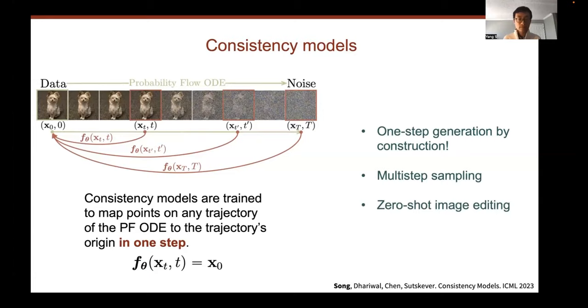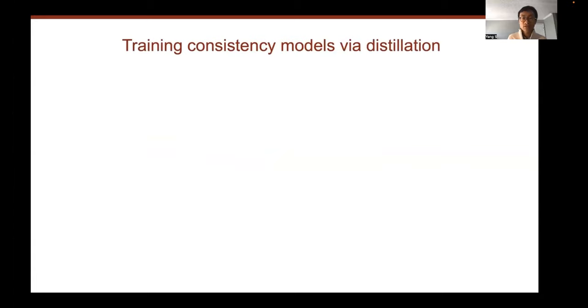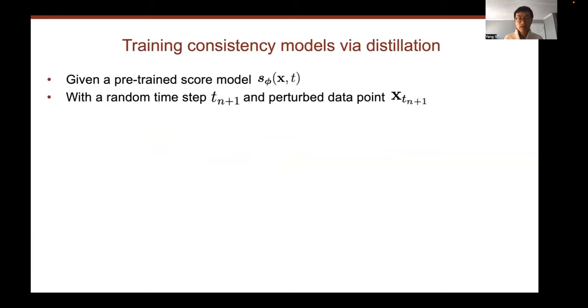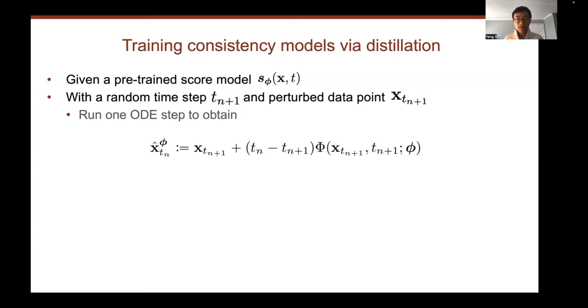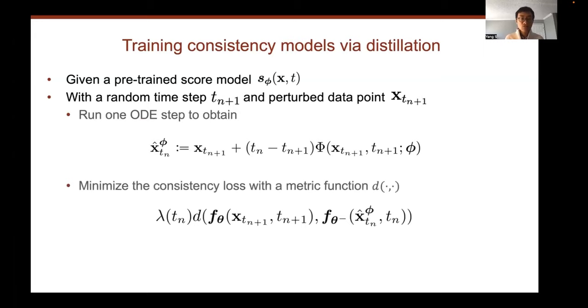So how do we train consistency models? The first way is to distill a pre-trained diffusion model. So given a pre-trained score model, we can sample a time step T and then the corresponding perturbed data point from the data set. Then we run one ODE solver step to obtain a slightly less noisy data point using our pre-trained score model. And then we minimize the consistency loss with a given metric function.